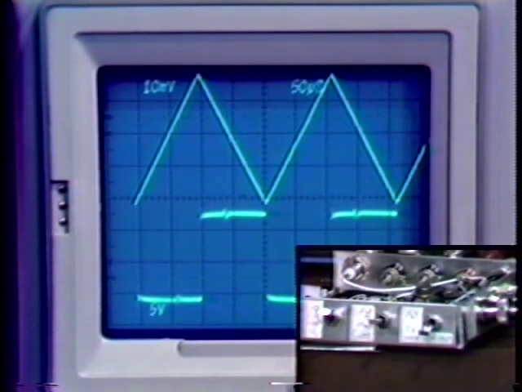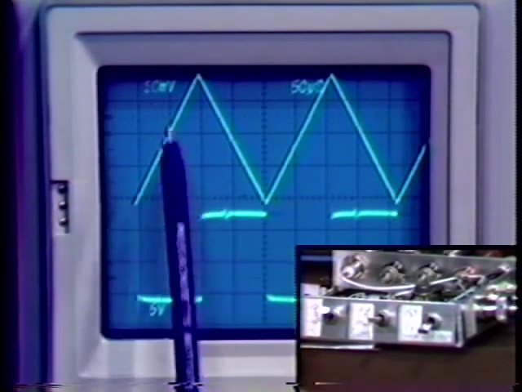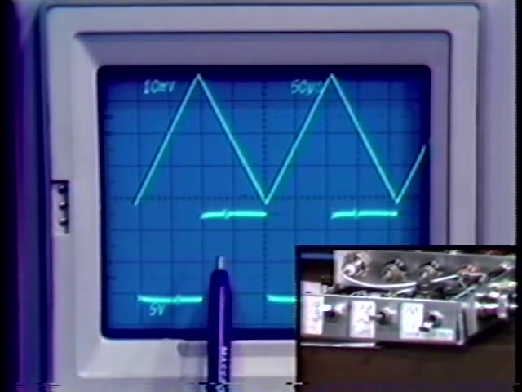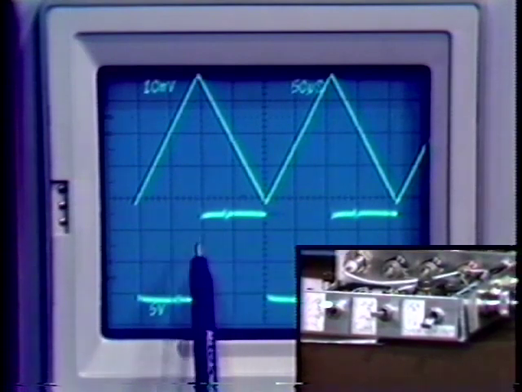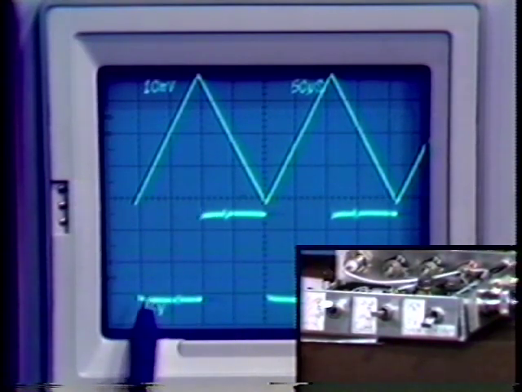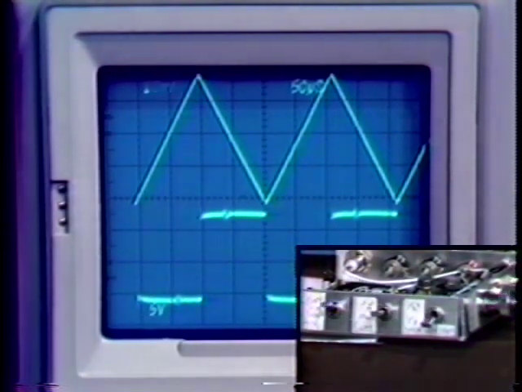What we see is an error signal that's very, very nearly a square wave. It goes, let's see, we're at 10 millivolts per division, and so it goes somewhere on the order of plus 15 millivolts and minus 15 millivolts. Is that reasonable?